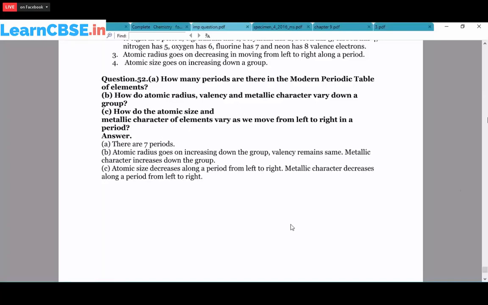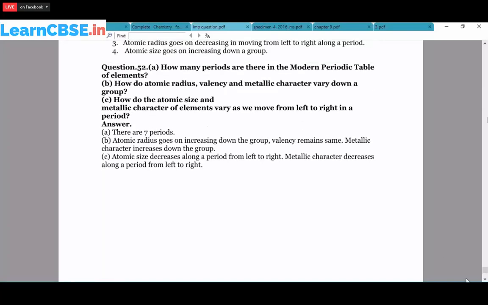How do the atomic radius, valency, and metallic character vary down the group? The atomic radius goes on increasing down the group while the valency remains the same. The metallic character always increases when we move down the group. Why does the metallic character increase down the group? Because it can easily lose the electron. The element which can easily lose the electron shows the metallic character. The distance between the nucleus and the outermost electrons increases. So that's why when we move down the group, it has more metallic character.